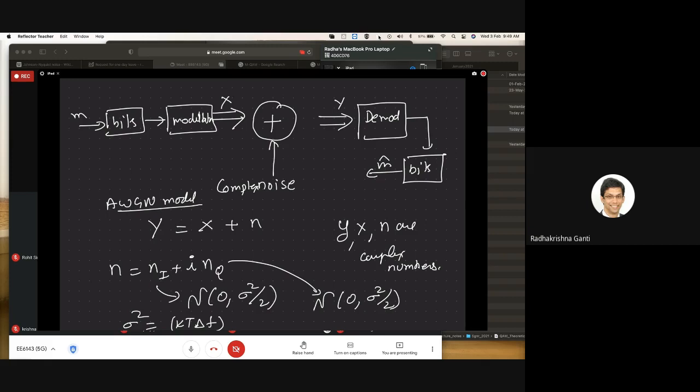I'll stop at this point. There's too much to understand, so think about this particular model. In the next class, I'm going to tell you how we use this AWGN model to obtain bit error rate curves. How do we simulate this AWGN model and obtain bit error rate curves? Any questions, or we can conclude the class today.